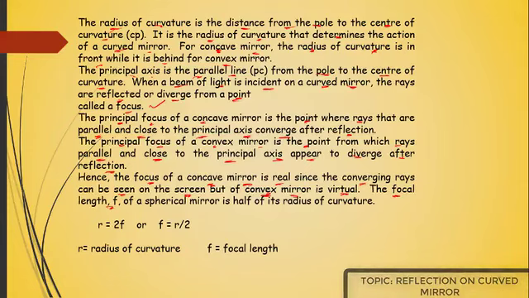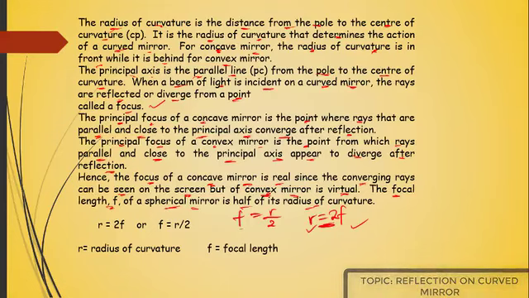Also, the focal length, f, for a spherical mirror is half of its radius of curvature, which means f = r/2. But if we want to make r the subject of the formula, r becomes equal to 2f, where r is the radius of curvature and f is the focal length. So if you're asked to calculate the radius of curvature, you just multiply the focal length by 2.